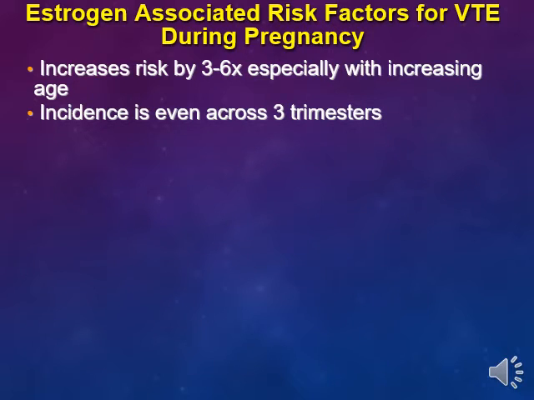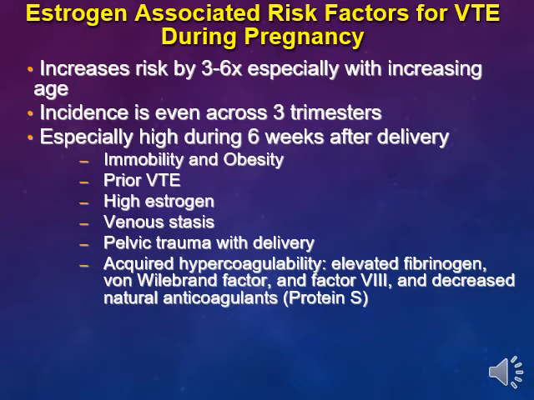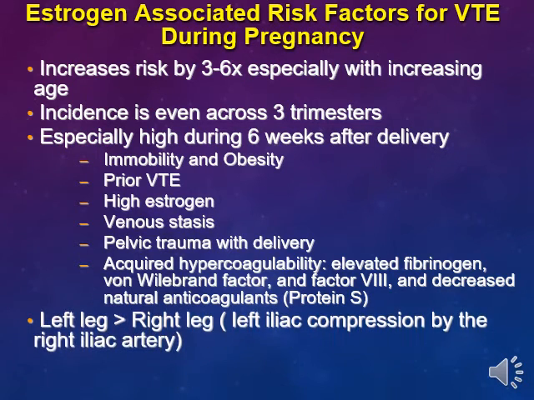The incidence increased in the first trimester of pregnancy, especially during the 6 weeks after delivery, at puerperium, due to immobility or the presence of prior DVT, high estrogen level, venous stasis, pelvic trauma during delivery, and acquired hypercoagulable state due to elevated fibrinogen and factor VIII, and decreased natural anticoagulants like protein S and C.